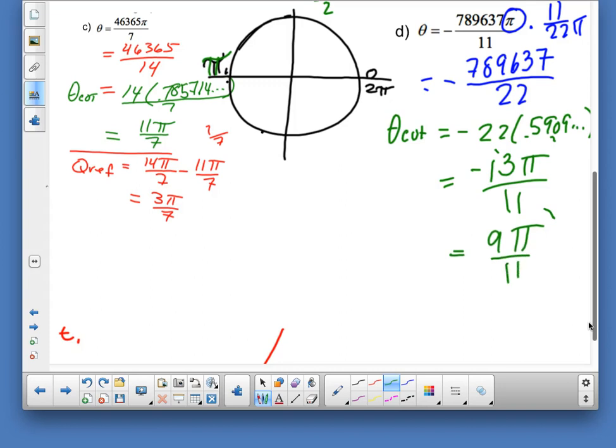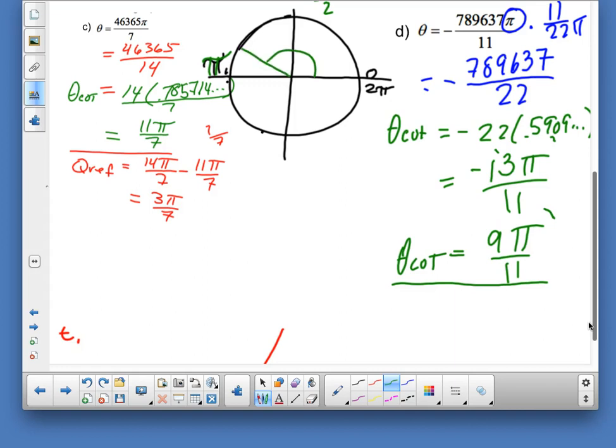Are you okay with that? And some people right now are like, Bloom, why did you do that? Look at the directions up top. It says I have to have it between 0 and 2 pi. Okay, so my theta coterminal positive is there. My reference angle at theta coterminal, and let's talk about what that looks like. 9 pi over 11 is like right here.